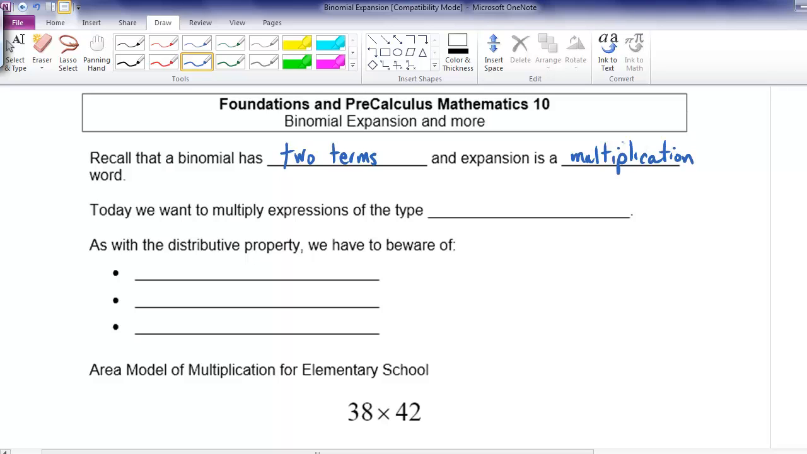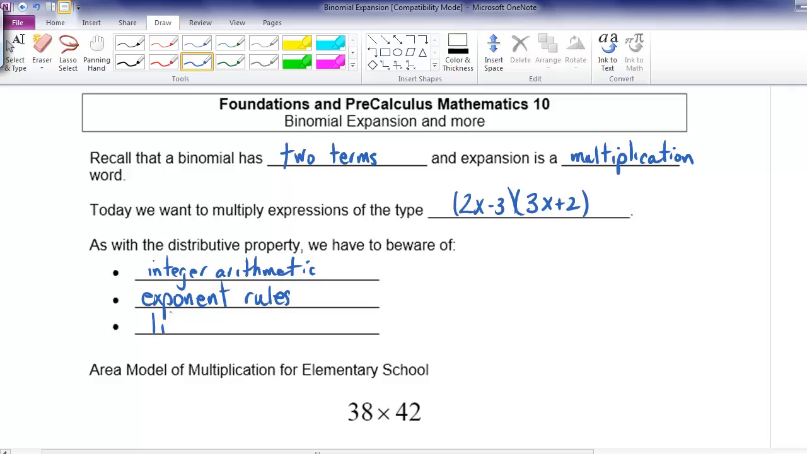So today we want to multiply expressions of this type: a binomial times a binomial. As with the distributive property, we have to be aware of integer arithmetic, sign rules. We have to be aware of exponent rules, basic exponent rules.